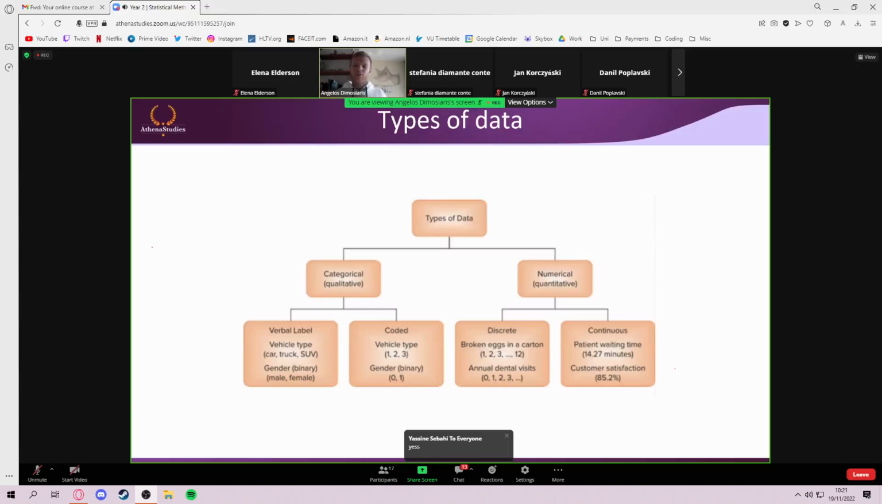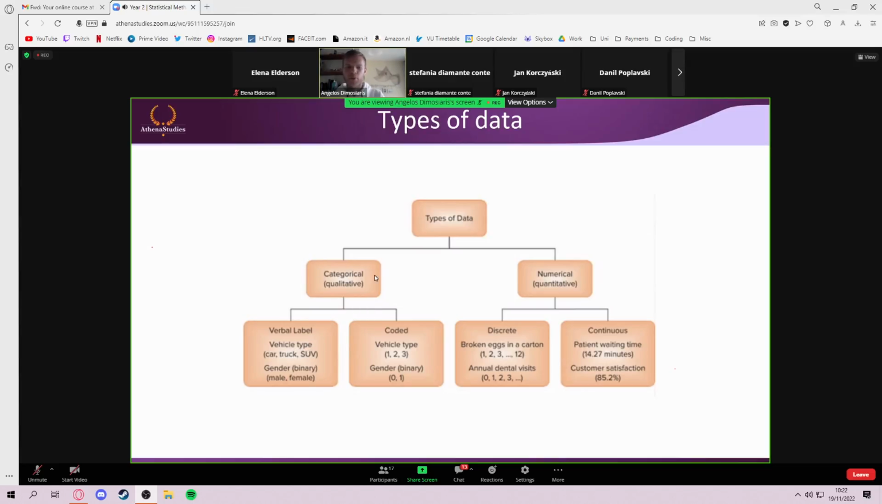All right, so let's now talk about the types of data, because we talked about the types of studies. So now we have either categorical or numerical data. So let's go from the left part of this picture. Under categorical data, we have the verbal labels or verbal variables and the coded ones. They're exactly the same thing.